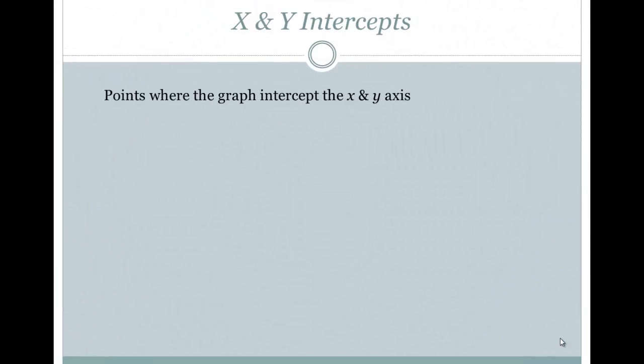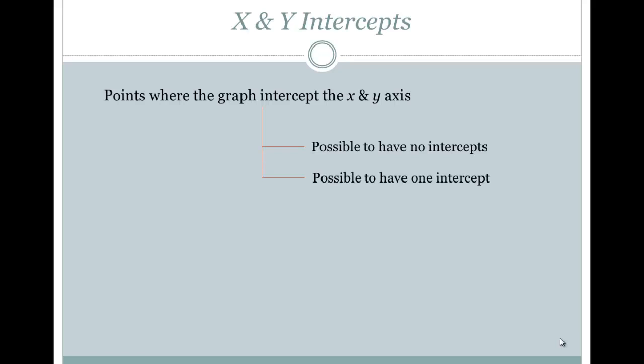When we're talking about graphs, one of the things that we're interested in are x and y intercepts. First, let's talk about the different options. We can certainly have no intercepts. We can have just one intercept for each of x and y, or we could have multiple x and y intercepts. If we have multiple y intercepts, we're not going to be a function. We'll talk more about that later. But we can certainly have more than one x intercept.